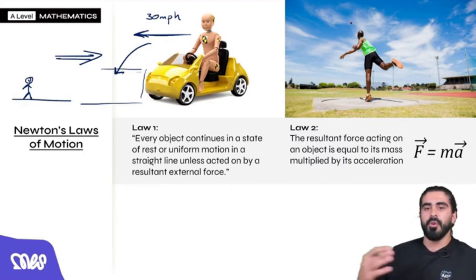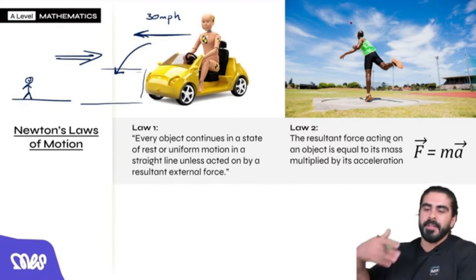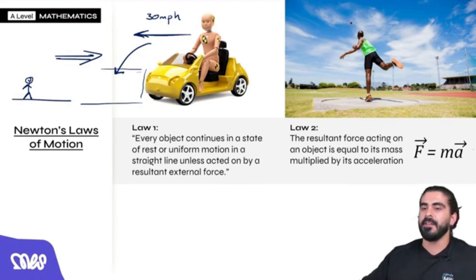Yeah. Law 2: the resultant force acting on an object is equal to its mass multiplied by its acceleration. Now, you should have all seen this, F equals ma, from your GCSEs. But through experimentation, you can understand why this makes sense.